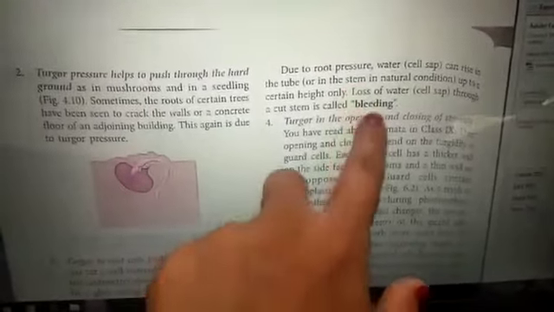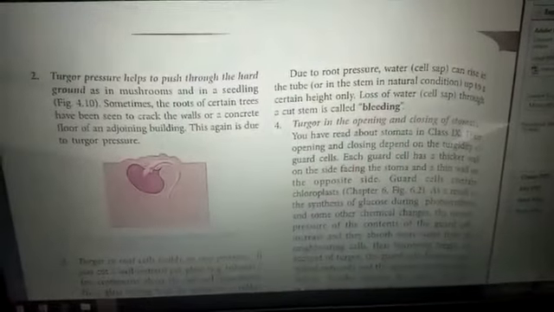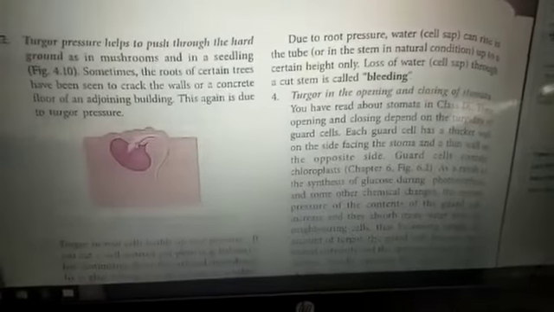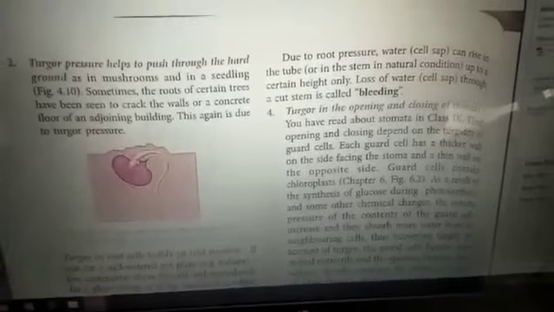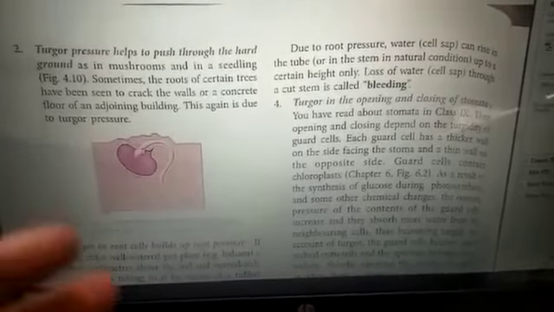Next, bleeding. Bleeding is the loss of water through a cut stem. When the flow is being carried out, if you cut in between, the water comes out. This is called bleeding.